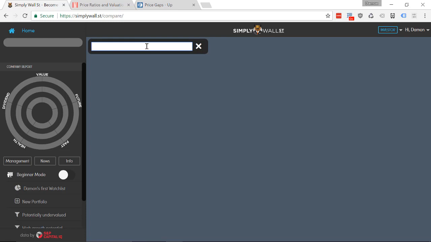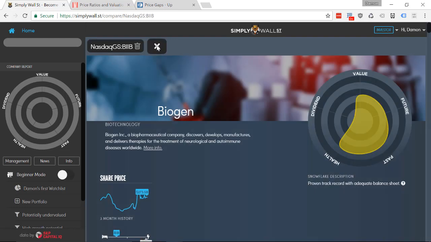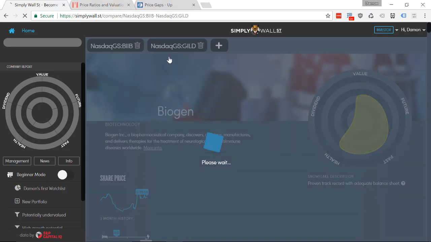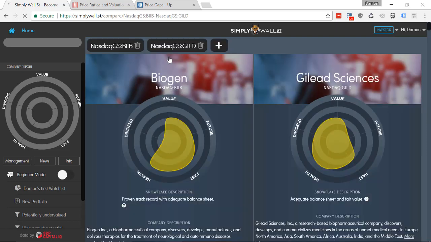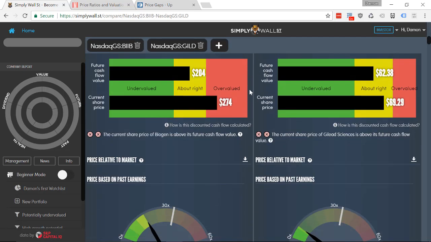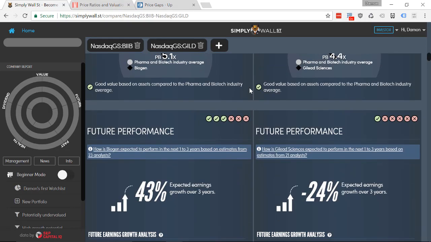Let's compare a couple biotechs. Biogen versus Gilead. This is another cool part of this service. When you bring these two up, everything we just saw is side by side. And now we can find the differences.